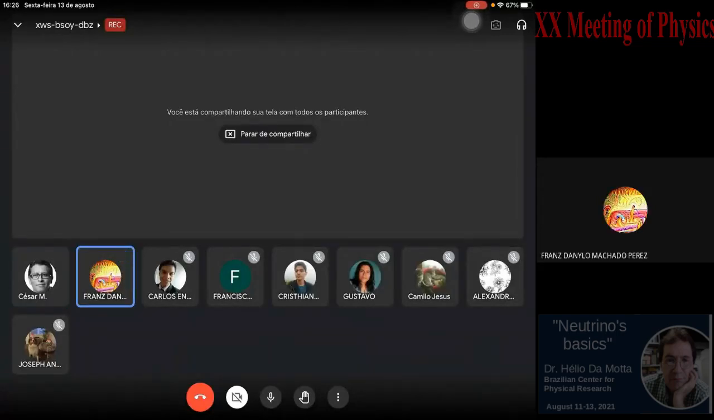Well, yes, the question is, what is the most promising experiment in neutrino physics? Of course, our experiment is the most prominent. Obviously. Now, okay. In fact, there are several neutrino experiments.